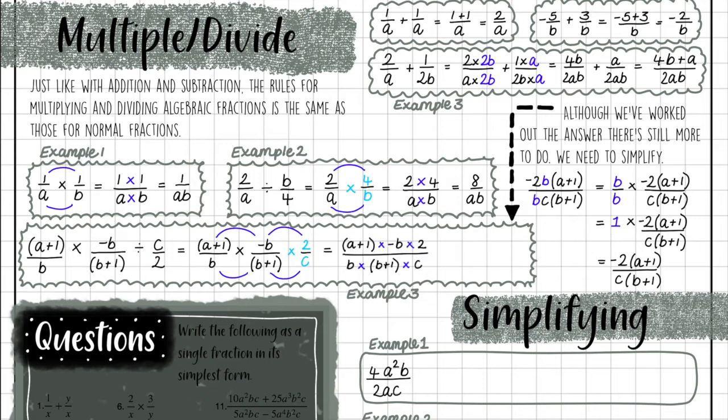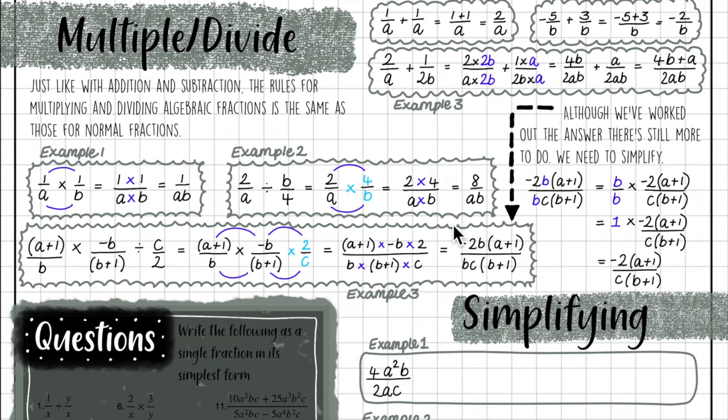This then becomes the following. We have bracketed a plus 1 times minus b times 2, and that is all over b times bracketed b plus 1 times c. So the answer is minus 2b brackets a plus 1 all over bc brackets b plus 1. Now, although we've worked this out and written it as one single fraction, there is one more step we can do, and that is to get this fraction in its most simple form. Getting a fraction in its most simple form is the same as simplifying.